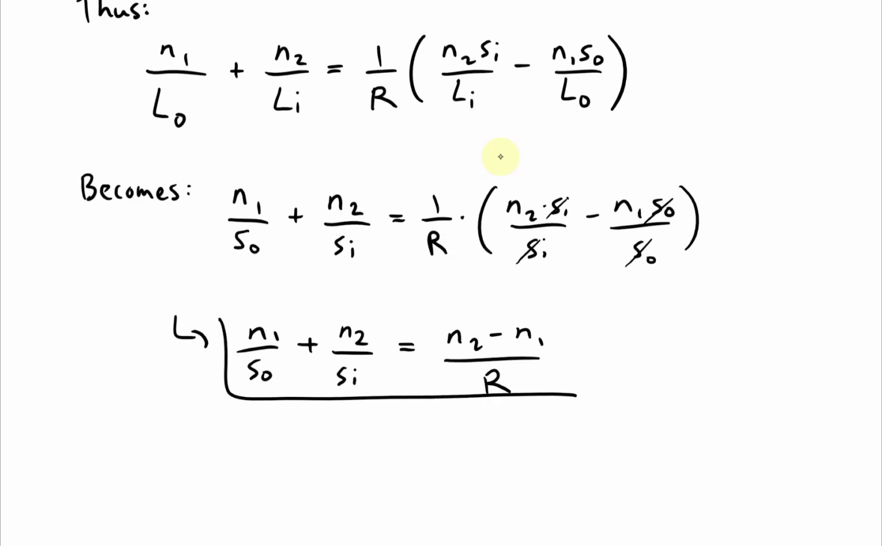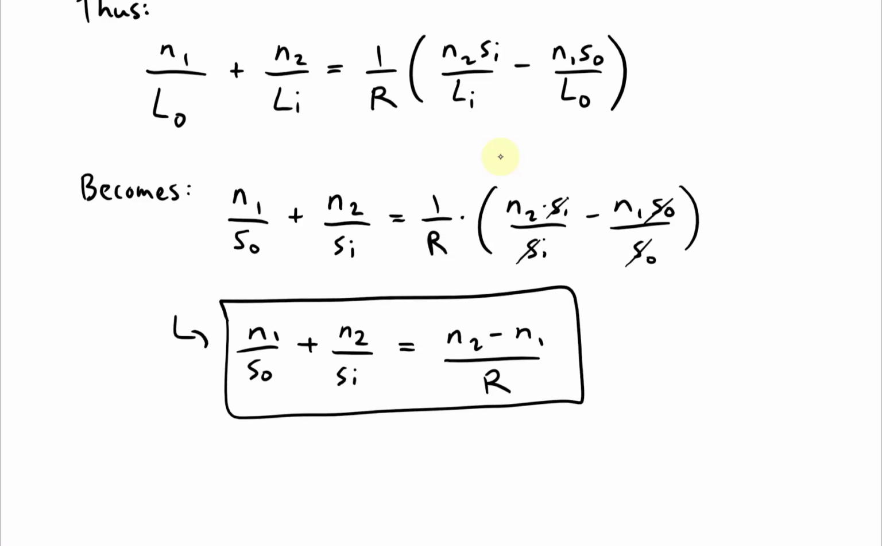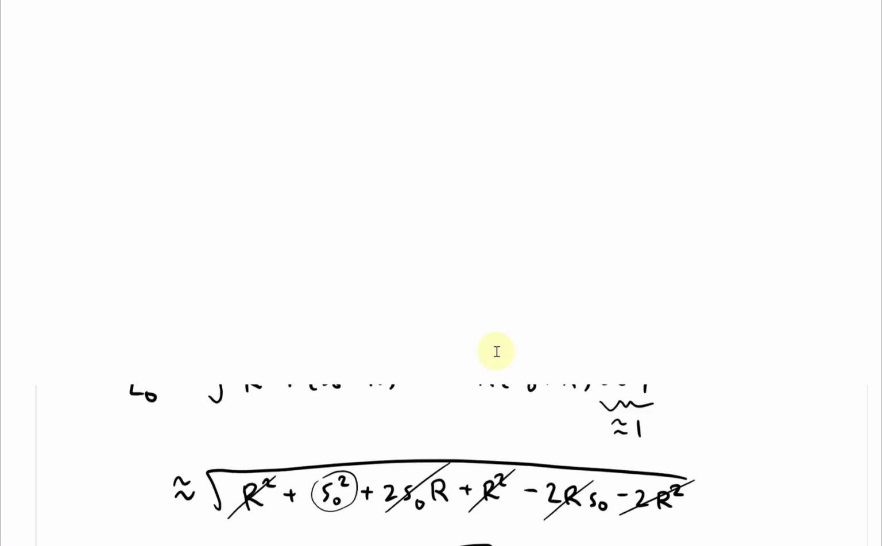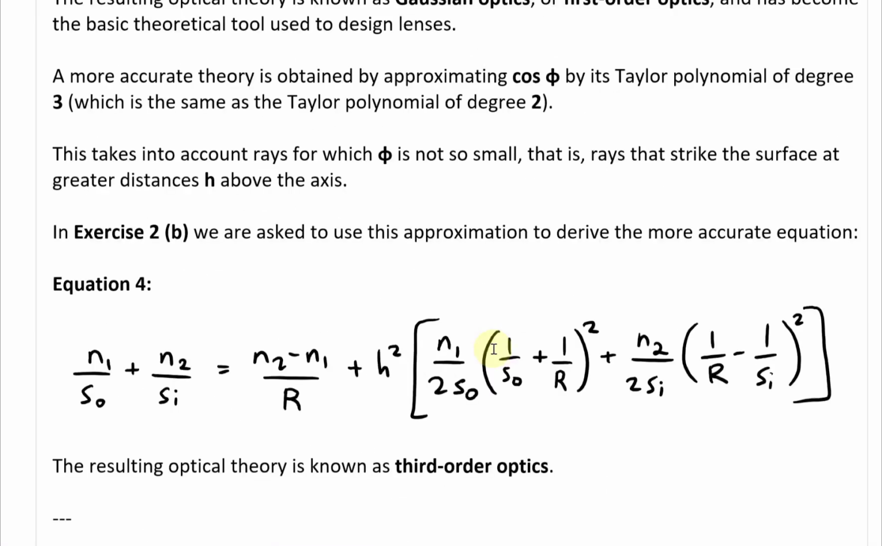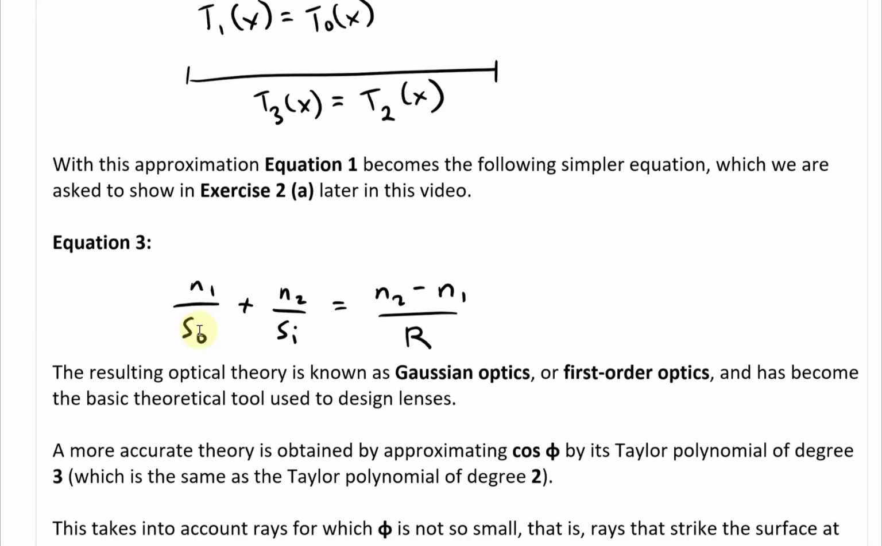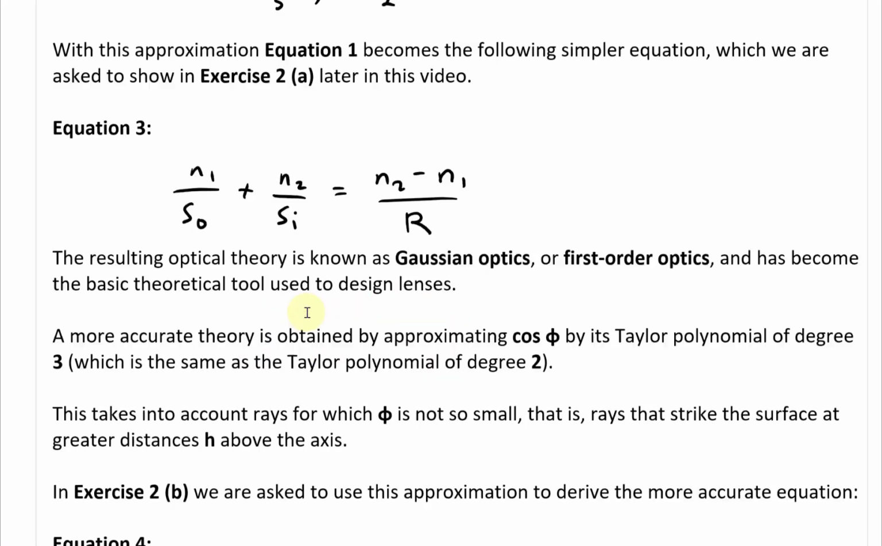Now this is exactly equation 3. Let's make this a bit better. One more time. Okay, that's perfect. Okay, this is a check mark. We can see it. So n1 divided by So plus n2 divided by Si equals n2 minus n1 divided by R. Let's see this again. Let's just scroll up to equation 3. So there's equation 3. n1 over So plus n2 over Si equals n2 minus n1 divided by R. Exactly as expected.